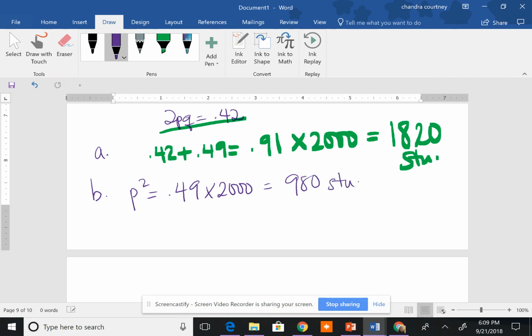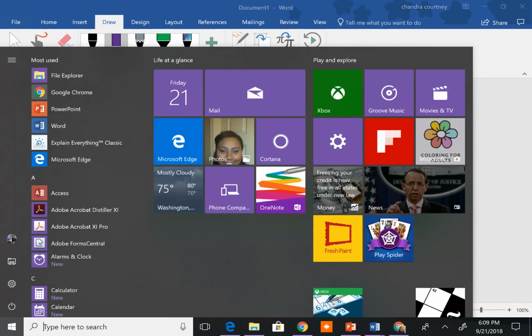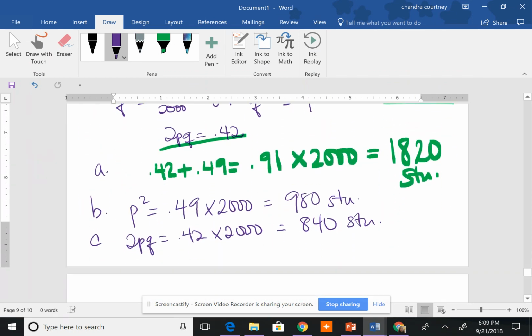And then our C question wants to know how many students are heterozygous. So we look at the 2pq number. So 2pq in this scenario is 0.42 times 2,000 to give us 840 students. Okay, and if you wanted to do a quick double check, you could do 980 plus 840 plus 180, and it should all add up to 2,000. So that's one of the ways you can double check.